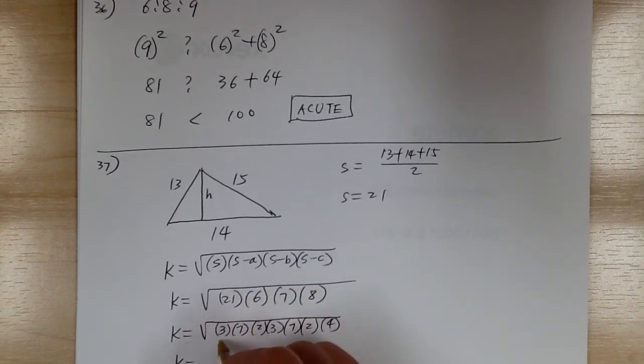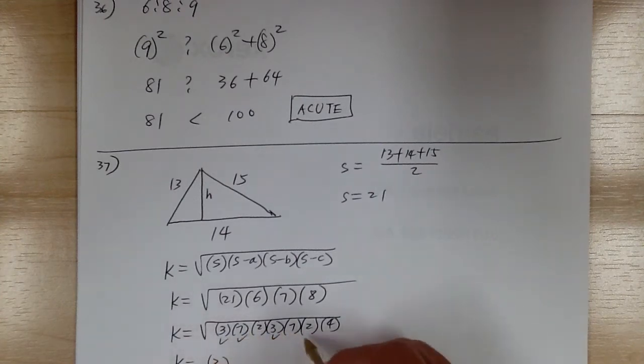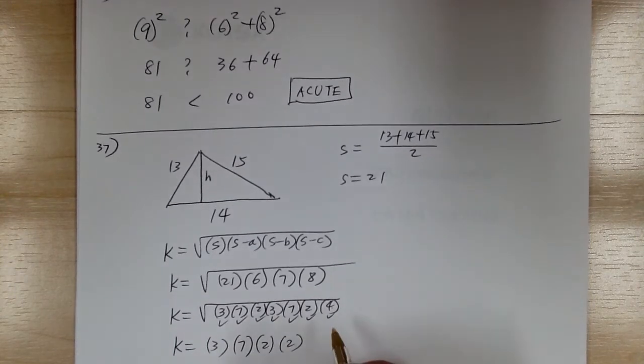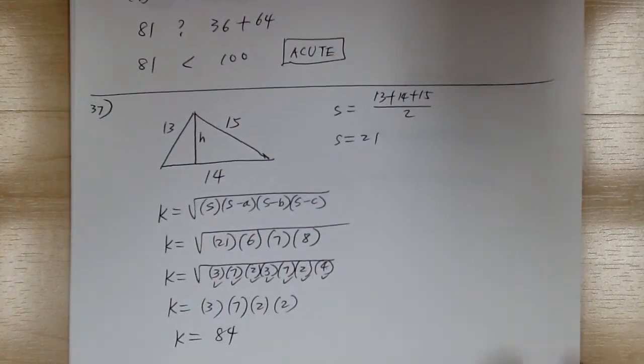So this one and this one will give you a 3. This one and this one will give you a 7. This one and this one will give you a 2. And this one will give you a 2. And therefore this will give you 84. So the area of the triangle is equal to 84.